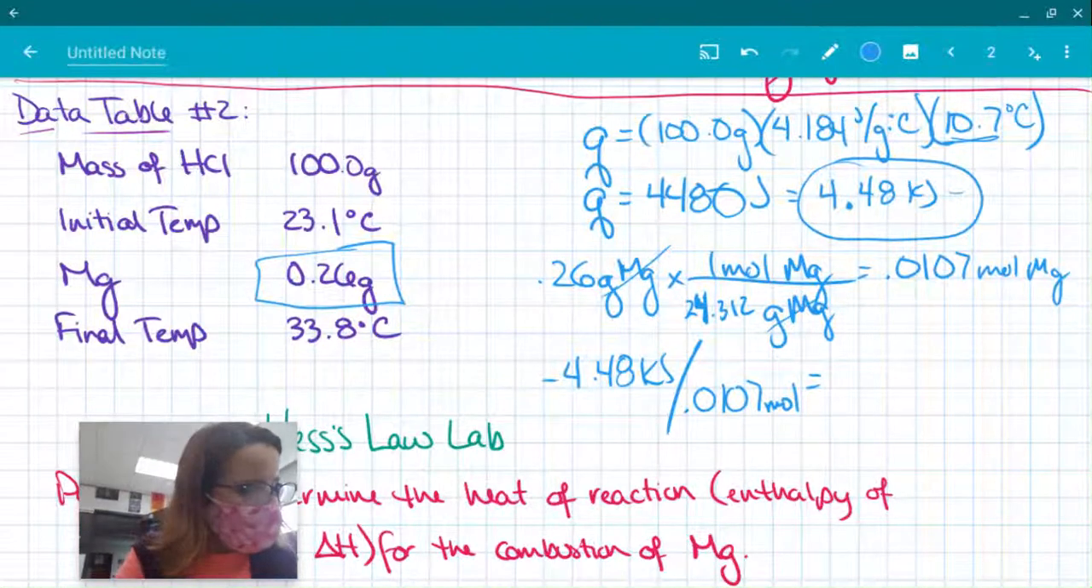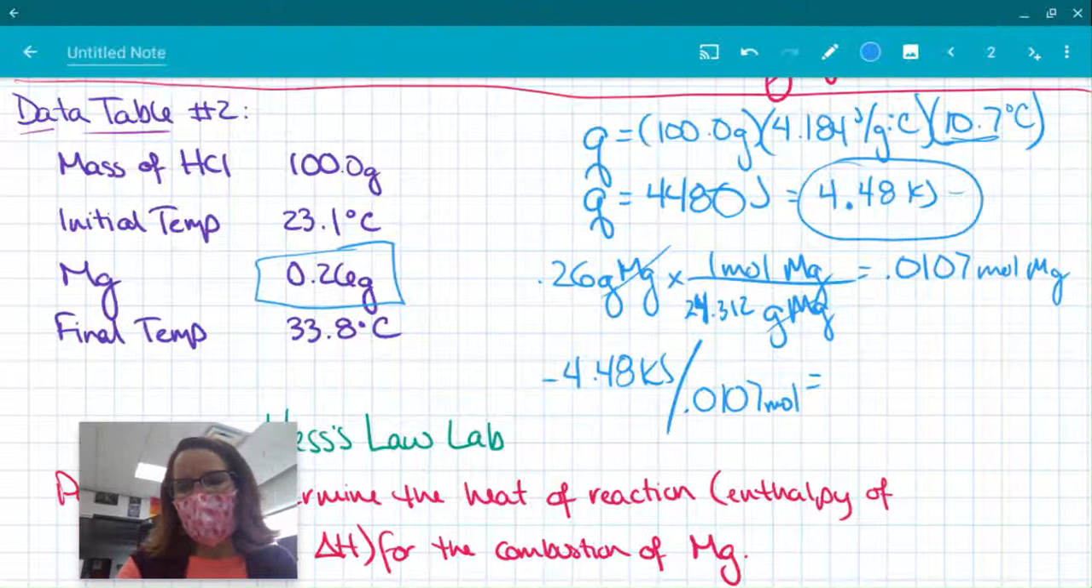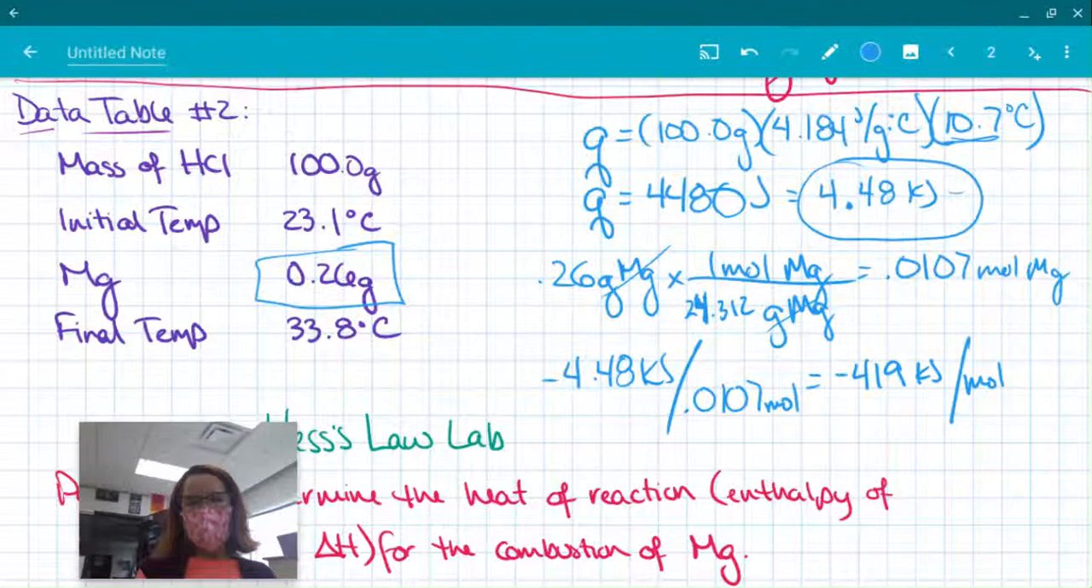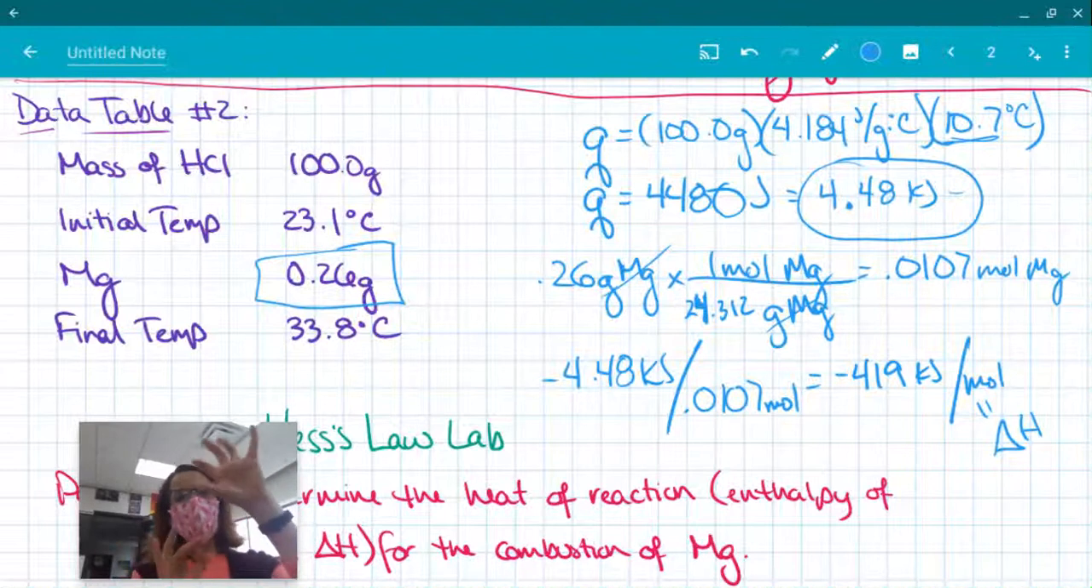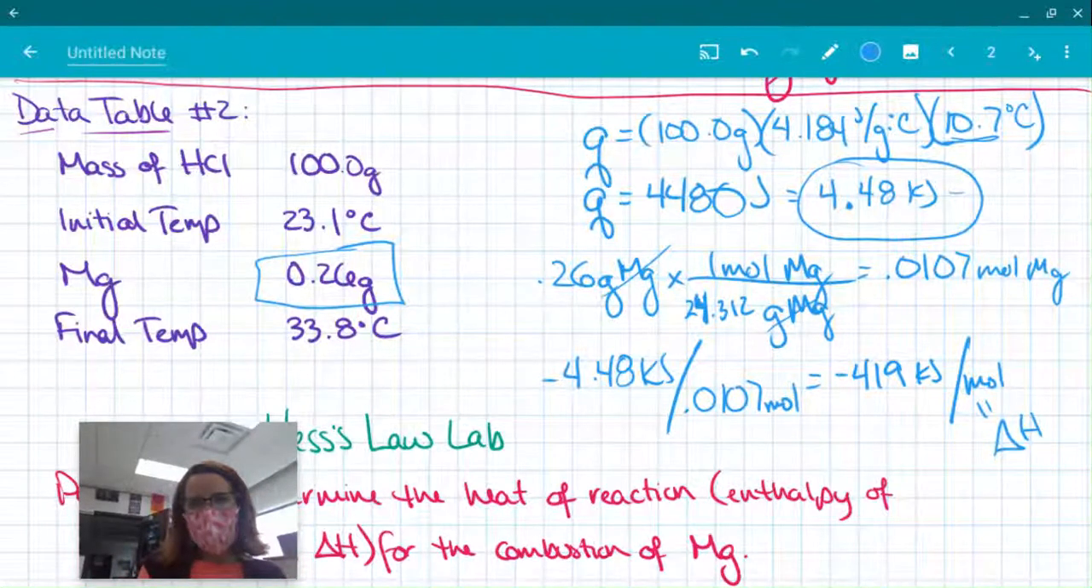So I got a negative 419. So negative 419 kilojoules per mole. And so that's delta H of the second reaction. Should I pause, you guys? Are you keeping up okay, or should I pause? You're good? Okay. So now let's take the 2 delta H's that we just got and put those on the equations.